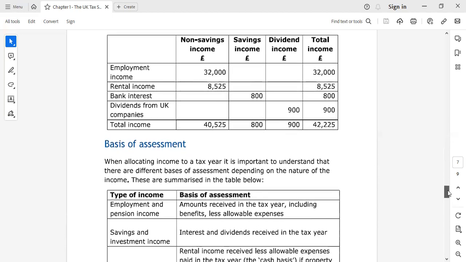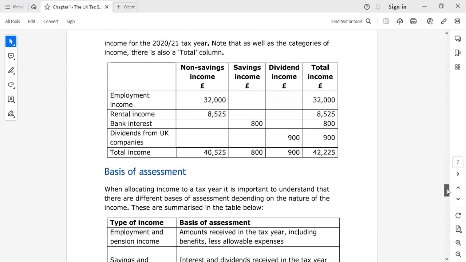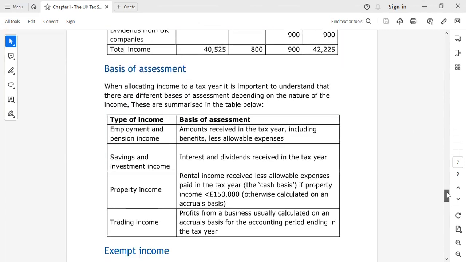In the next chapter, we will see the personal allowances and the other stuff as well. This is just a demonstration of what we will do in the next chapter.